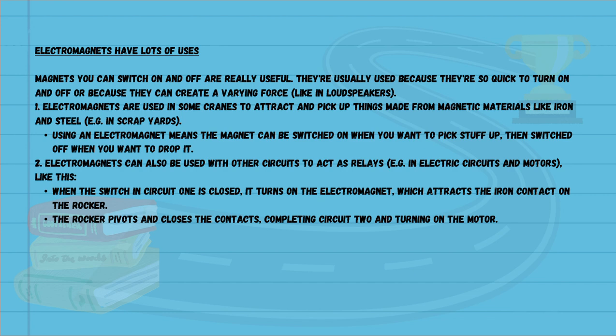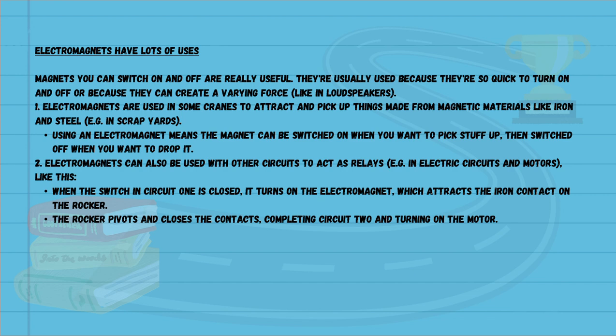Electromagnets are used in some cranes to attract and pick up things made from magnetic materials like iron and steel, for example, in scrap yards. Using an electromagnet means the magnet can be switched on when you want to pick stuff up, then switched off when you want to drop it.